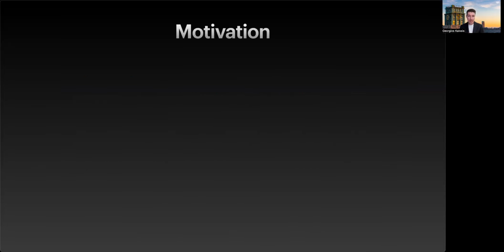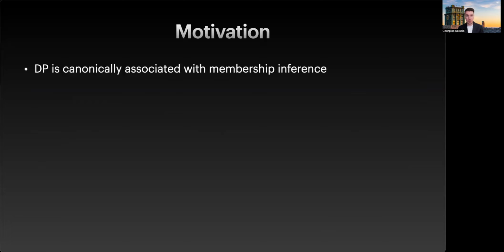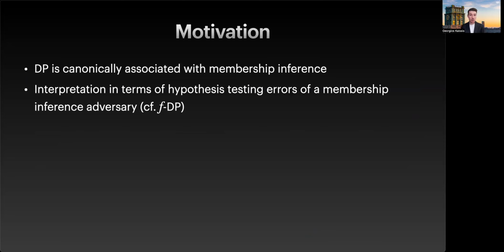Let me briefly discuss the motivation of our work. As you may know, differential privacy's guarantee is canonically associated with bounding the success of membership inference attacks. In fact, it's possible to interpret the differential privacy guarantee entirely in terms of the hypothesis testing errors of an optimal membership inference adversary. And you might have heard of this under the moniker of f-DP.